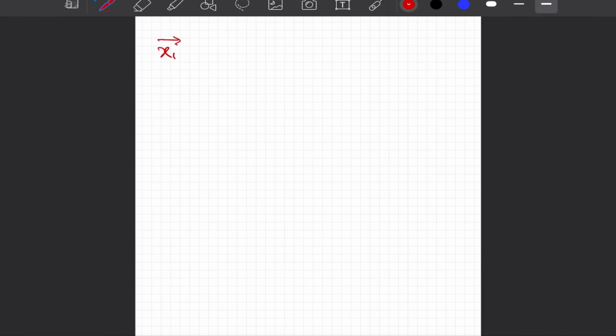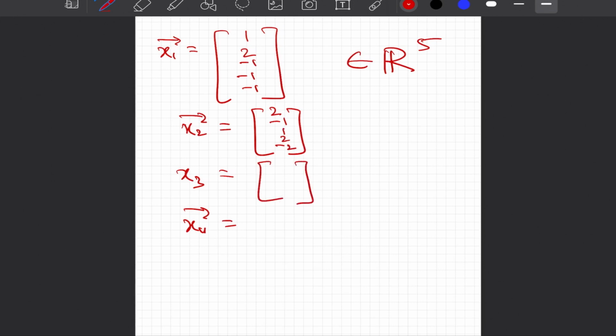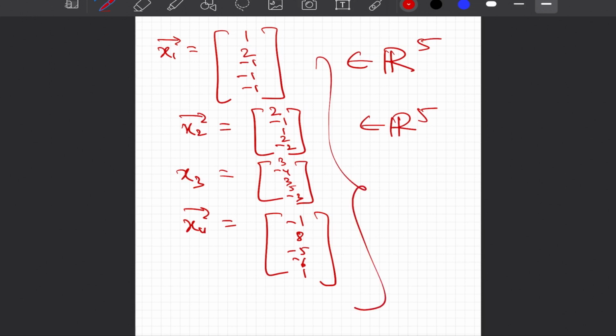Let us take a specific example where we know that x1, x2, x3 and x4 belong to a 5-dimensional vector space, and their values are: x1 is 1, 2, minus 1, minus 1, minus 1. Similarly, x2 is 2, minus 1, 1, 2, minus 2. x3 is 3, minus 4, 3, 5, minus 3. Similarly, x4 is minus 1, 8, minus 5, minus 6 and 1. And you can see that all of them are part of the same 5-dimensional vector space.